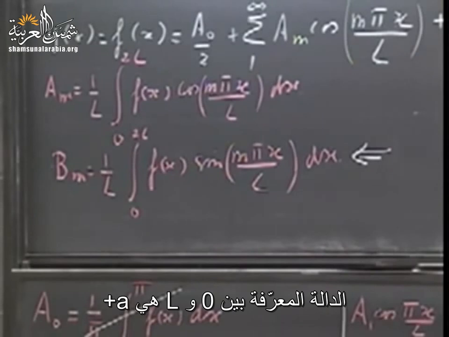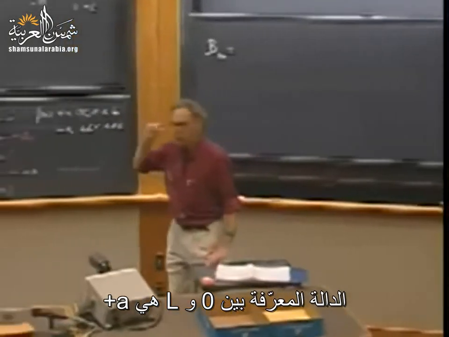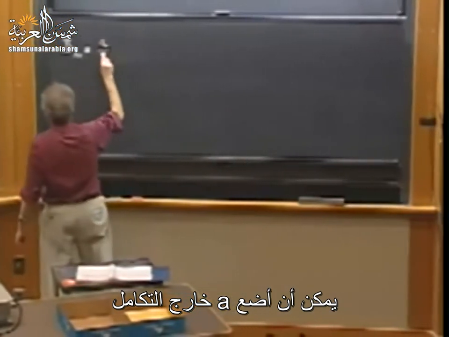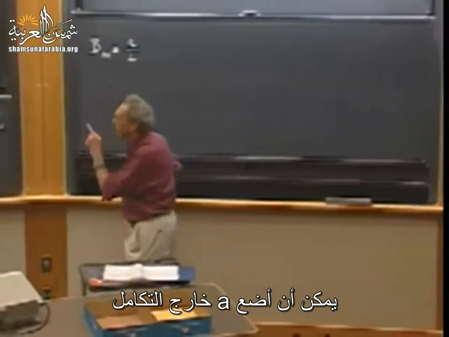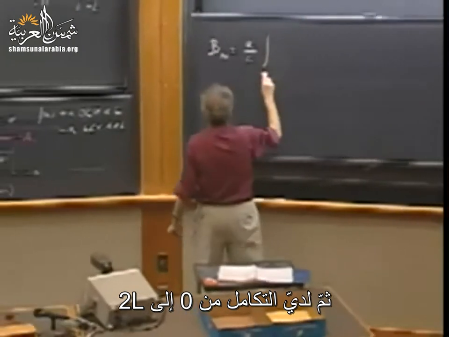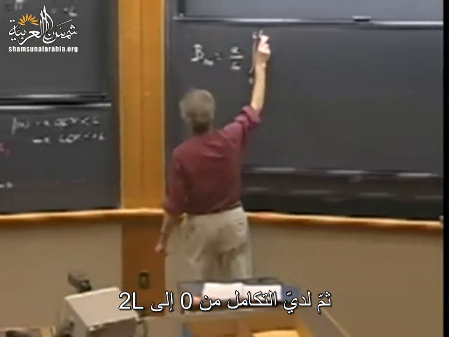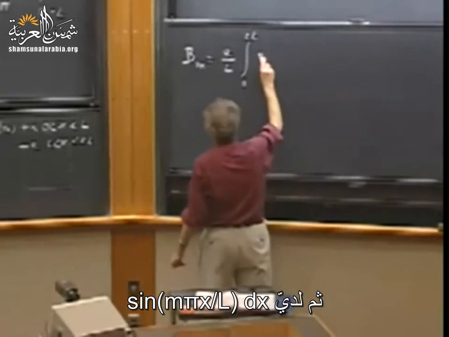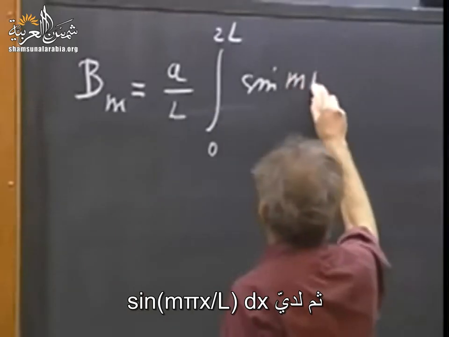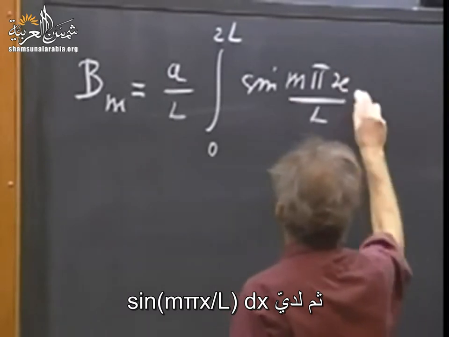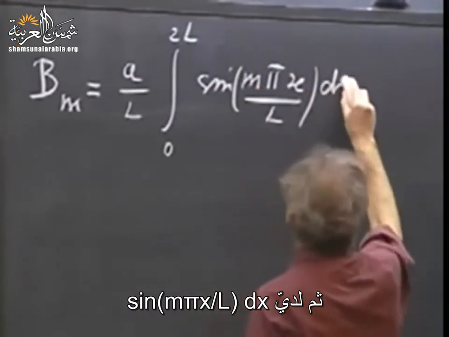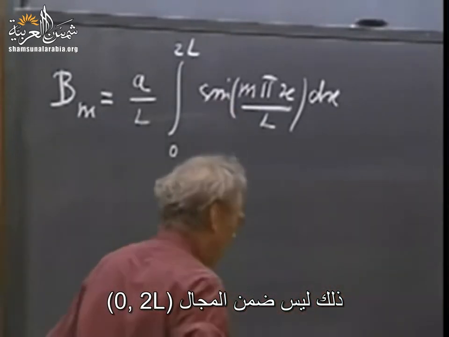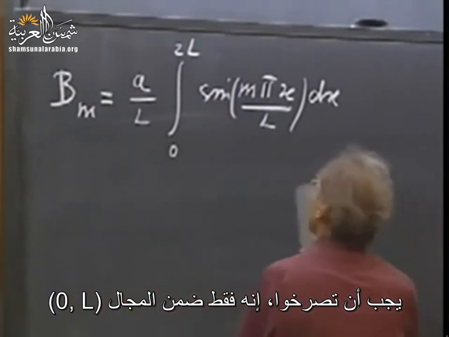Now the function is defined between 0 and L is plus A. So I can bring the A outside and put it here. And then I get the integral from 0 to 2L. And then I get the sine of M pi x divided by L dx. That is not between 0 and 2L, you should have screamed, that is only between 0 and L.